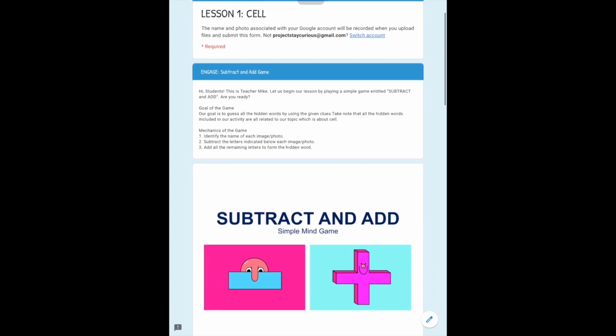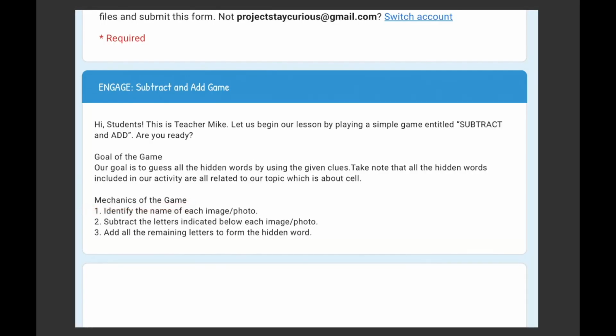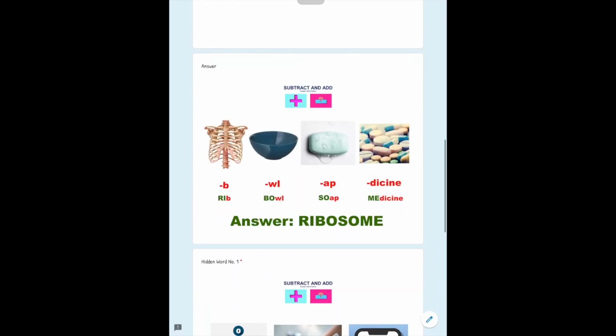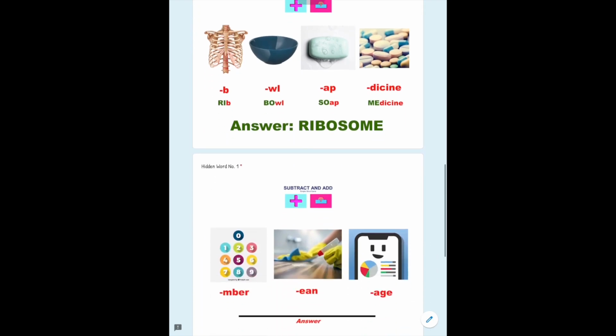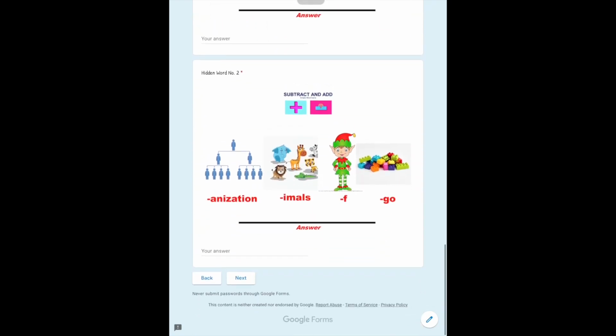In this part, I use the game entitled Subtract and Add. All they need to do is number 1, identify the name of each image or photo. Number 2, subtract the letters indicated below each image or photo. And number 3, add all the remaining letters to form the hidden word. I have here the photo of the game, followed by the example so they can be familiarized with the game. In this lesson, I only included 2 items just for the demonstration.